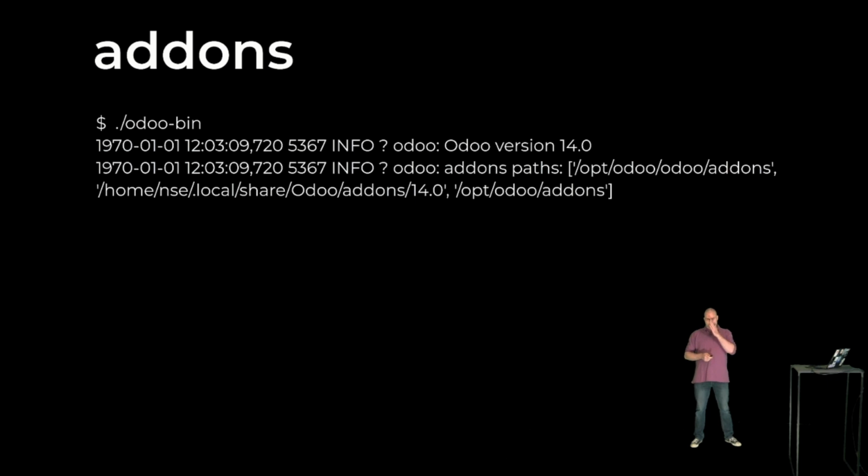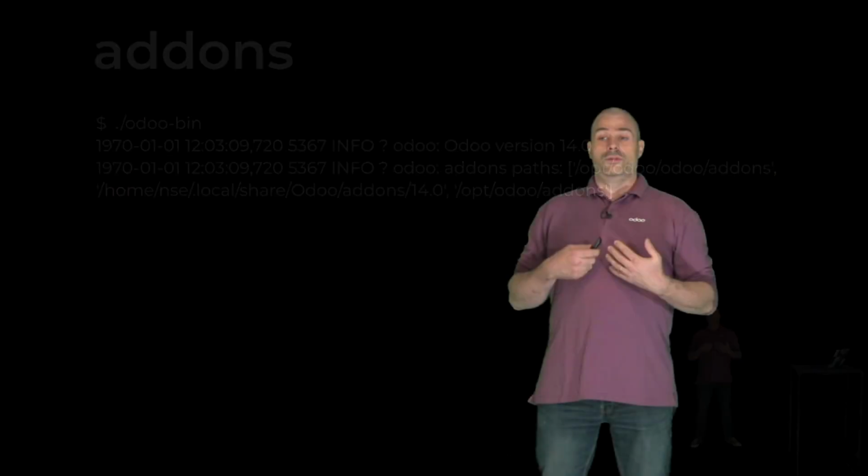That said, here is the way to start Odoo. You simply start Odoo bin and Odoo is running. Odoo is only running in community version with the default add-ons.